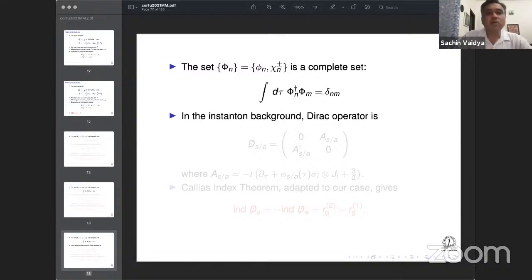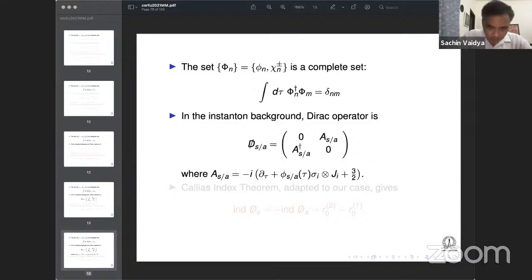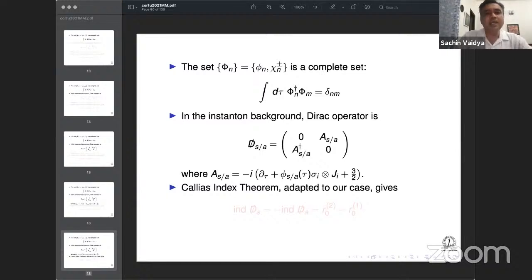And we can look at the Dirac operator in, say, the self-dual or the anti-self-dual instanton background. It's a very straightforward application of the Atiyah index theorem, which we adapt to our case. It tells us that the index of the Dirac operator for the self-dual background is minus the index for the anti-self-dual background. And amazingly enough, it is just the difference R2 minus R1. It's exactly the difference between the number of irreps at the two ends.